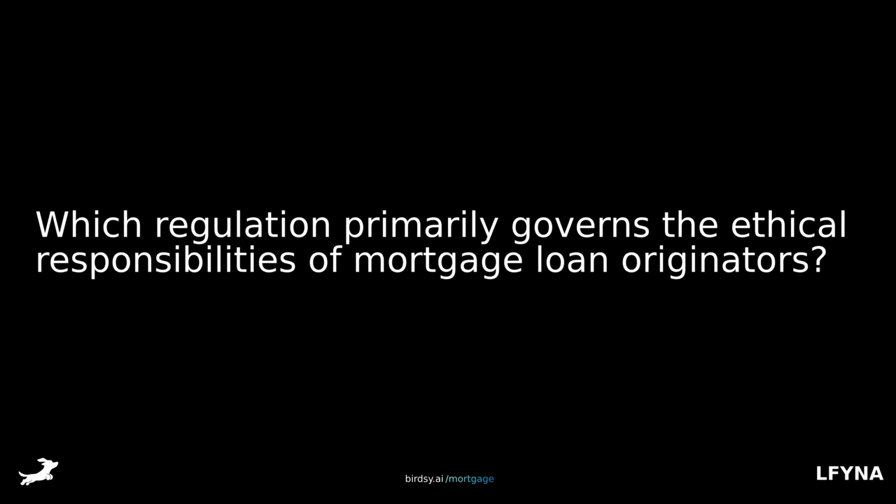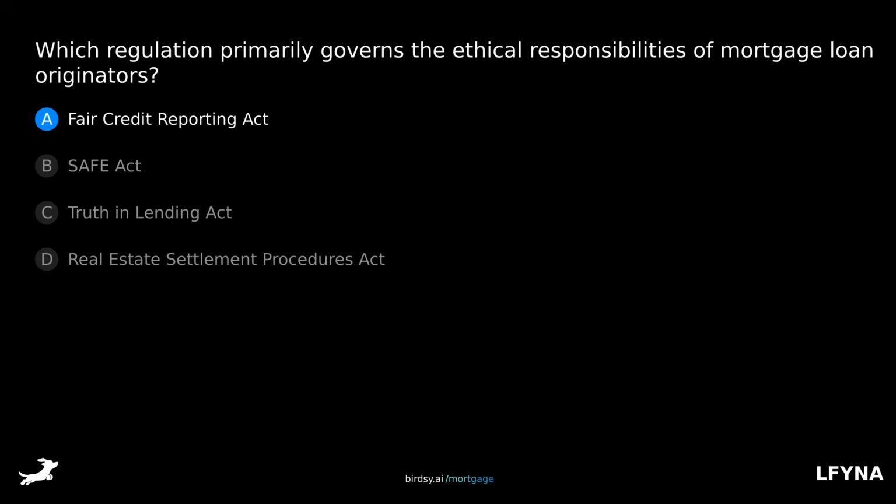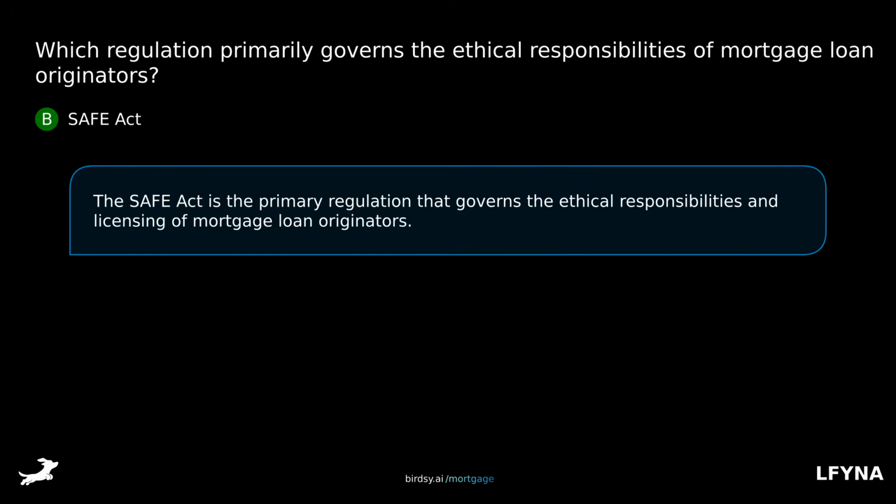Which regulation primarily governs the ethical responsibilities of mortgage loan originators? Is it A, Fair Credit Reporting Act, B, SAFE Act, C, Truth in Lending Act, or D, Real Estate Settlement Procedures Act? The answer is B, SAFE Act. The SAFE Act is the primary regulation that governs the ethical responsibilities and licensing of mortgage loan originators.